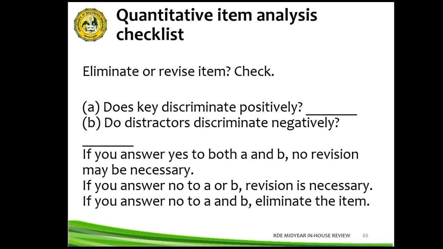B, do distractors discriminate negatively? This means, are lower performing students more likely to choose the distractor than the higher performing students? If you answer yes to both A and B, no revision may be necessary. If you answer no to A or B, revision is necessary. If you answer no to A and B, eliminate the item.